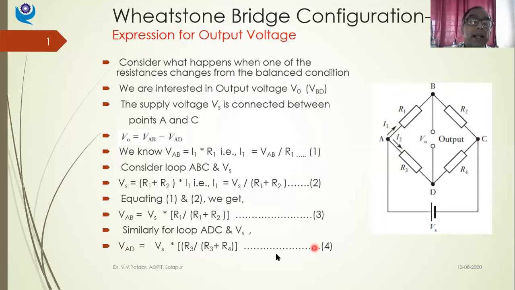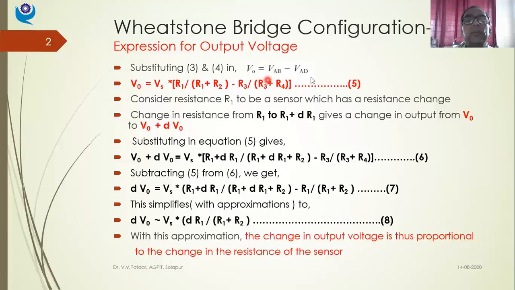Now what we are interested in, V0 is equal to VAB minus VAD. What we need to do now? Subtracting equation 4 from equation 3. That will be our next step. So V naught is equal to VAB minus VAD. Subtracting equation 4 from equation 3.